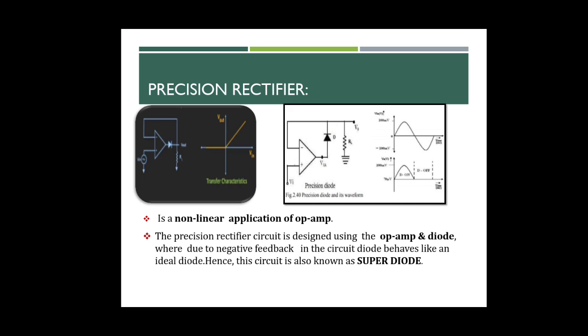That is the example of AM demodulation. And in such applications, the precision rectifier circuit is used. The precision rectifier circuit is designed using an operational amplifier and a diode. Due to the negative feedback in the circuit, the diode behaves like an ideal diode. Hence, this circuit is also known as a super diode.